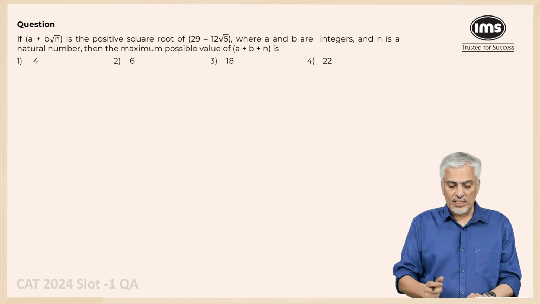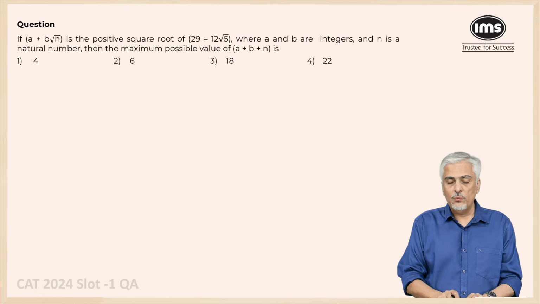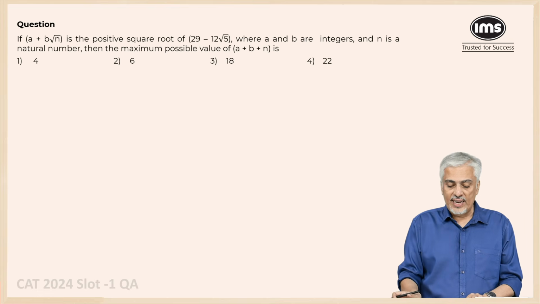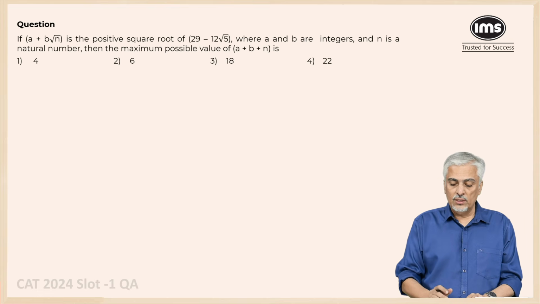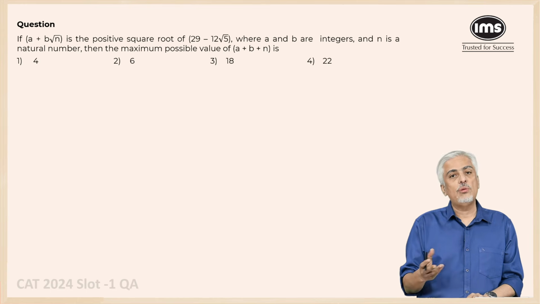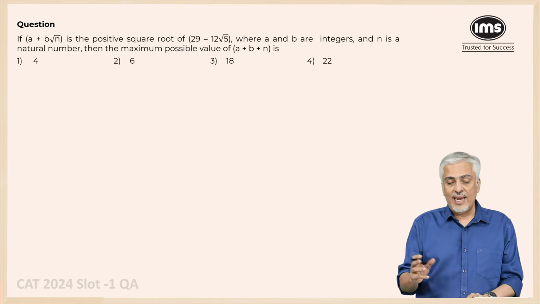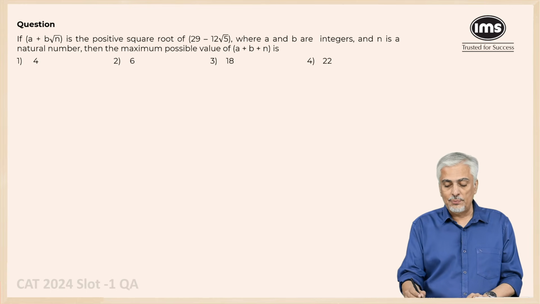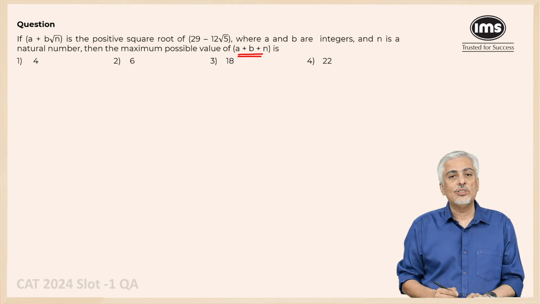The first question is, if a plus b root n is the positive square root of 29 minus 12 root 5, where a and b are integers and n is a natural number. So a, b are both integers, so they could be positive or negative both, but n is a natural number, then the maximum possible value of a plus b plus n is how much?